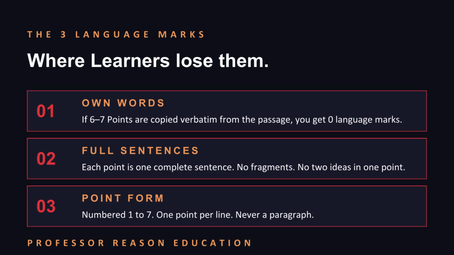Mark number 2, full sentences. Each point must be 1 complete sentence, not a fragment, not 2 ideas squashed together. Mark number 3, point form. Numbered 1 to 7. 1 point per line. This is not a paragraph. The question paper is clear about that.